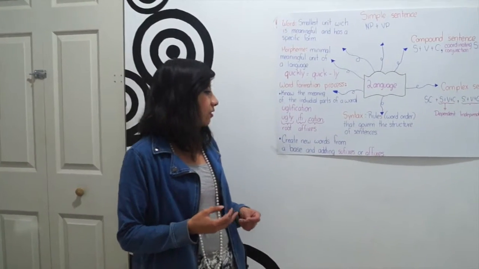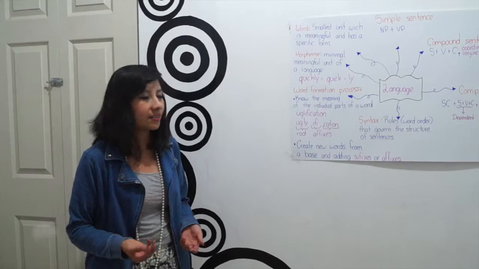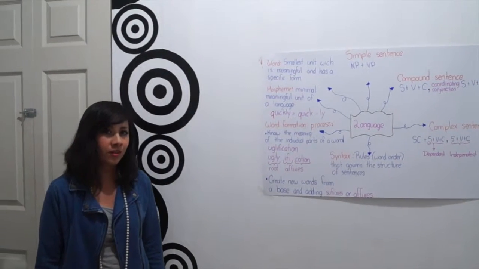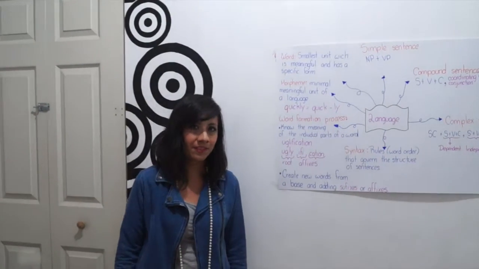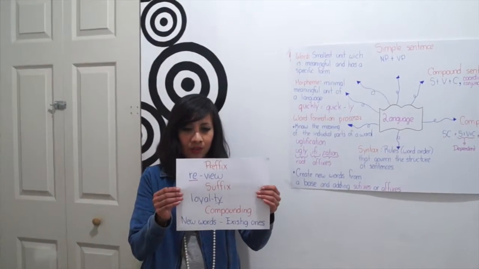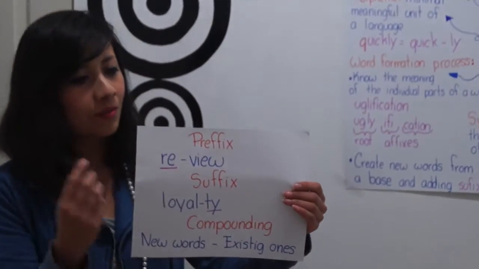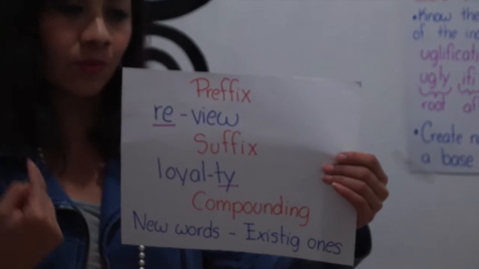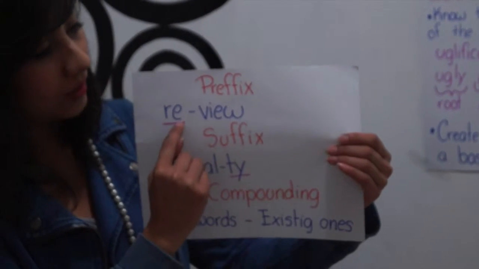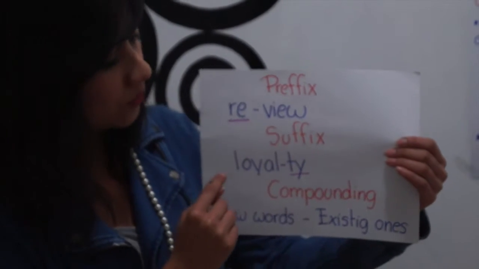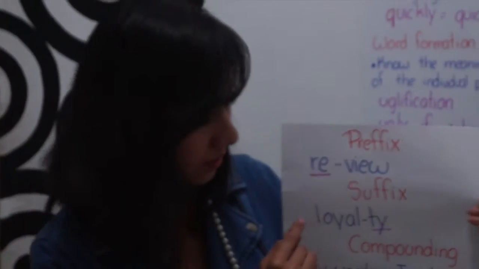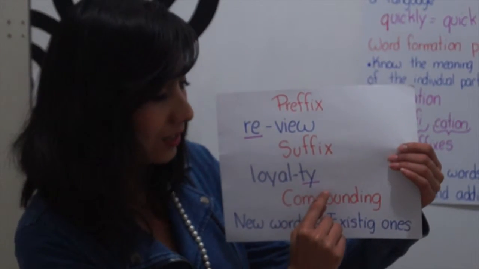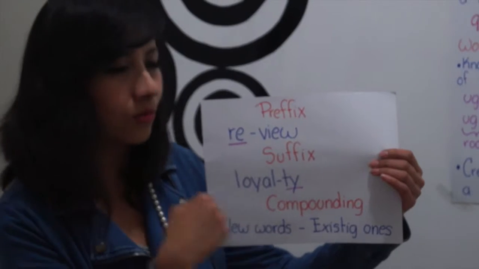We can create new words from a base by adding suffixes and affixes. The affixes are also called prefixes. So in this way we have, for example, the word review. The prefixes are the ones that go before the word. For example, re is a prefix. The suffixes go after the word. For example, loyalty, the ty is a suffix and it goes after the word.